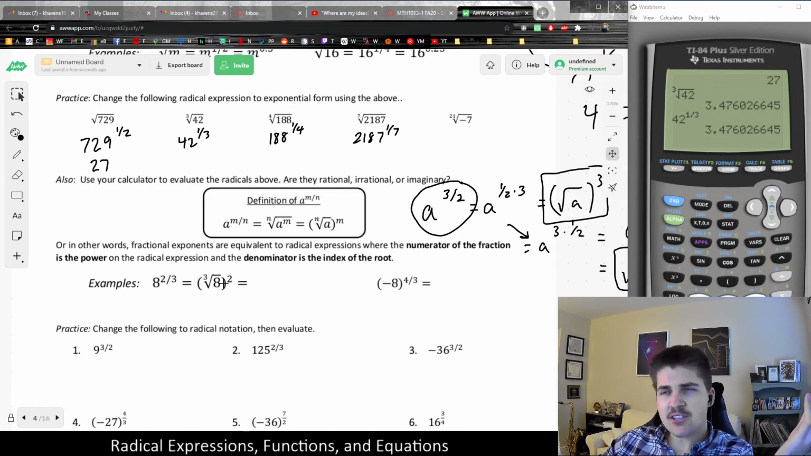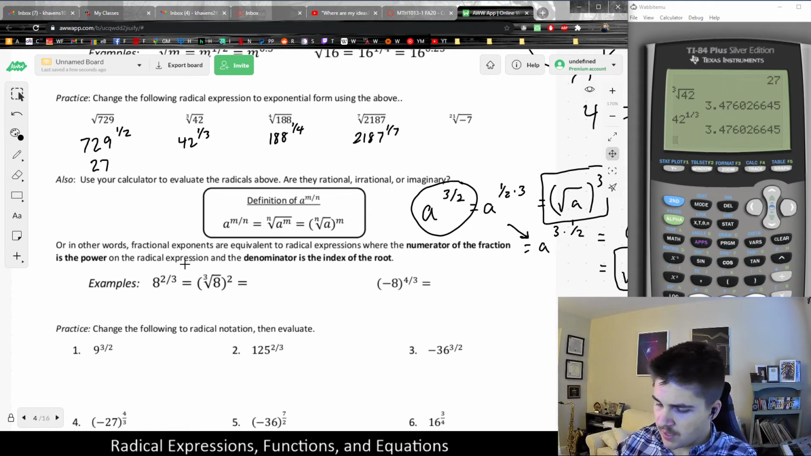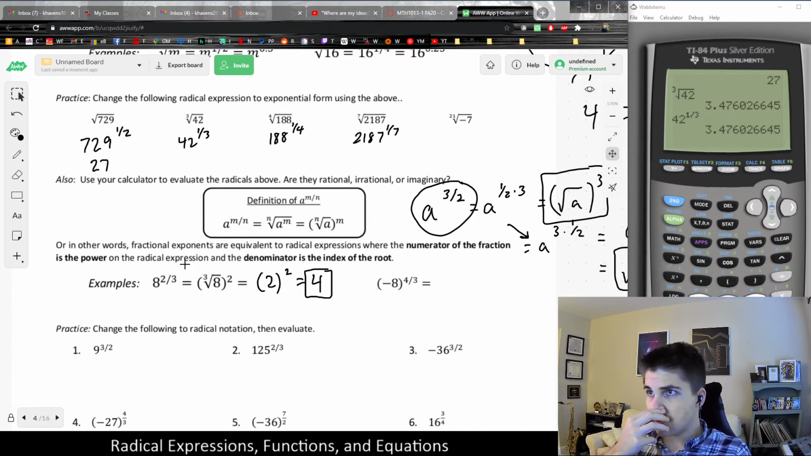Another helpful thing to remember is the denominator is always the index. The one on top is always going to remain the power. So like here, the cube root of 8, that's just 2, because 2 cubed makes 8, and then there's still a square left over on the outside, and 2 squared is of course 4. So what I get from this is that 8 raised to the 2/3 power is equal to 4.